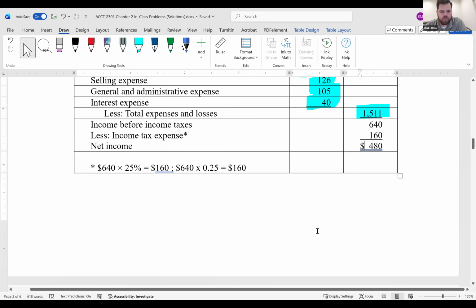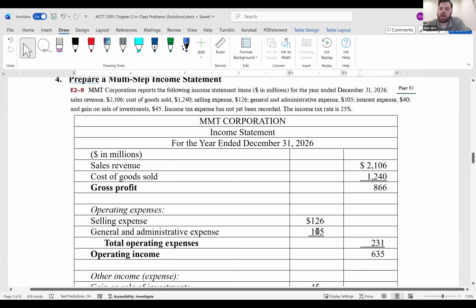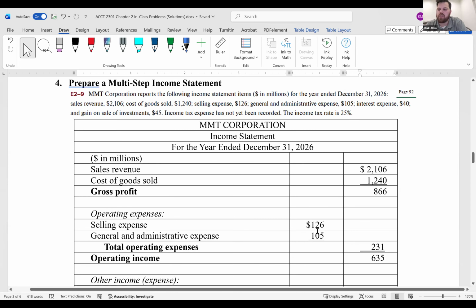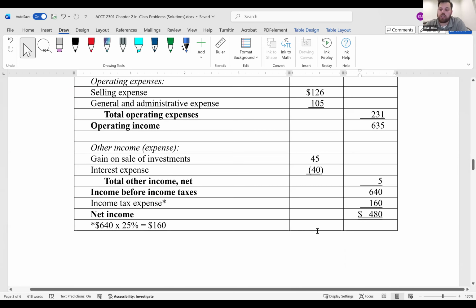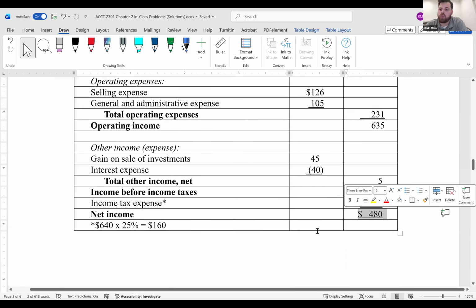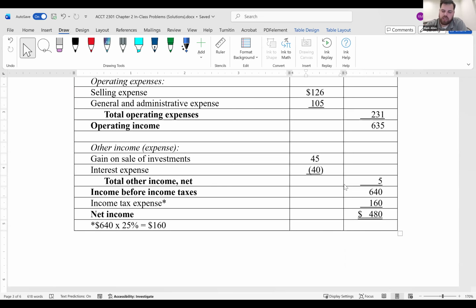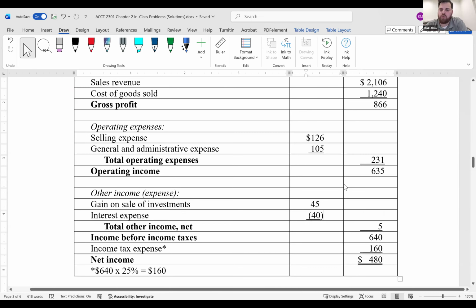All right. With that said, we are now going to prepare, with the same facts that we just used, instead of the single step, the multiple step income statement. To do that, we will go ahead and cheat a little bit and show ourselves that indeed our net income will remain unchanged at 480. But I think you'll agree that we find a much better division of the information in this presentation, and it would be much easier to make informed decisions.